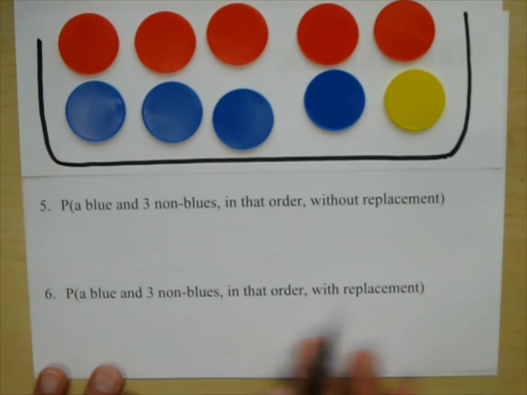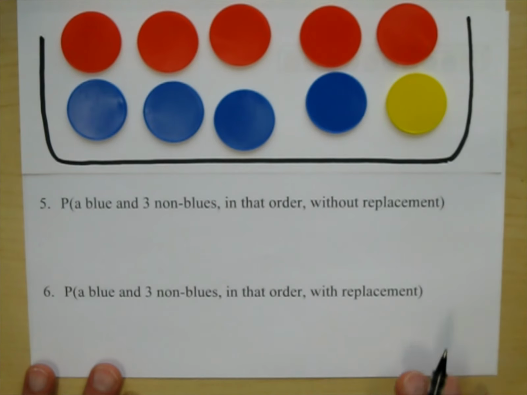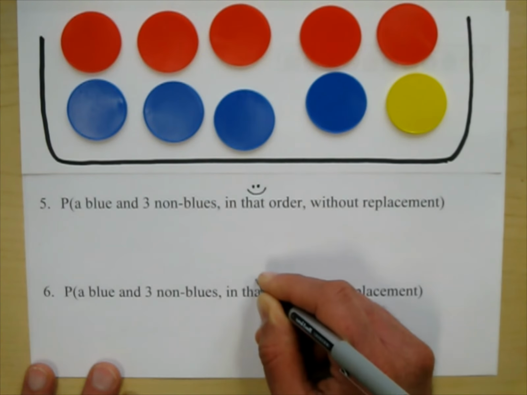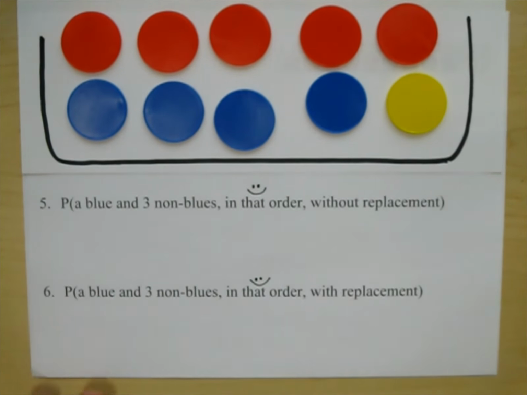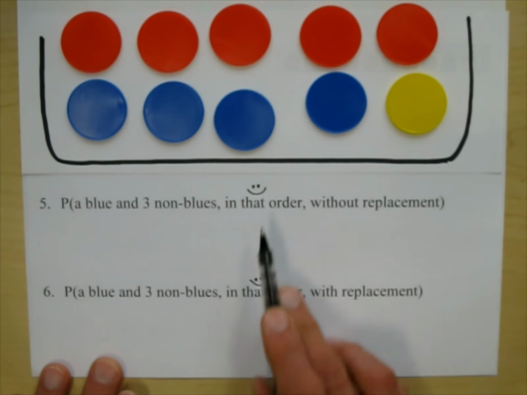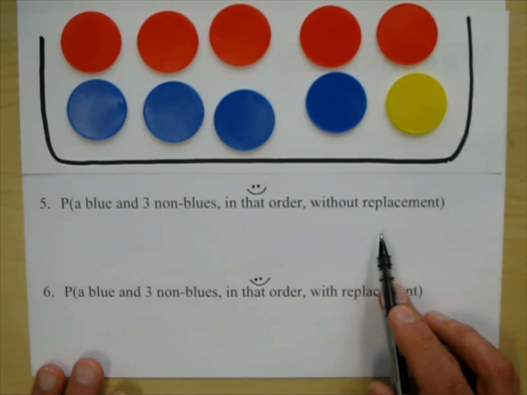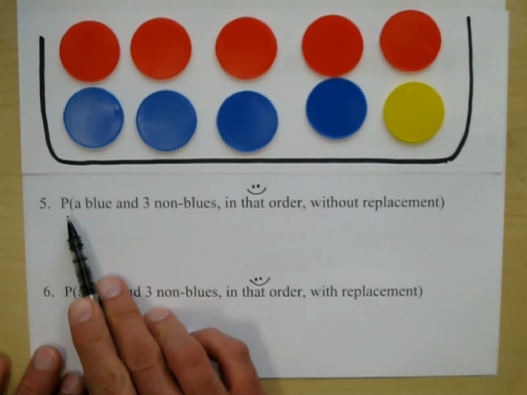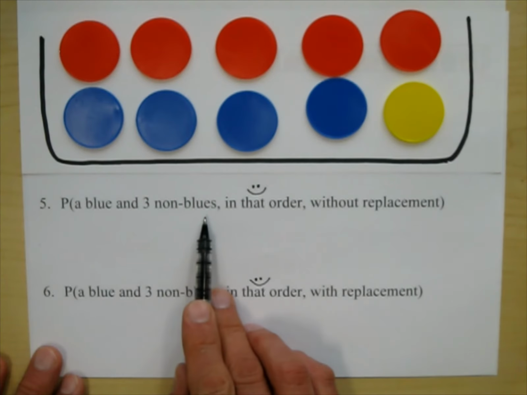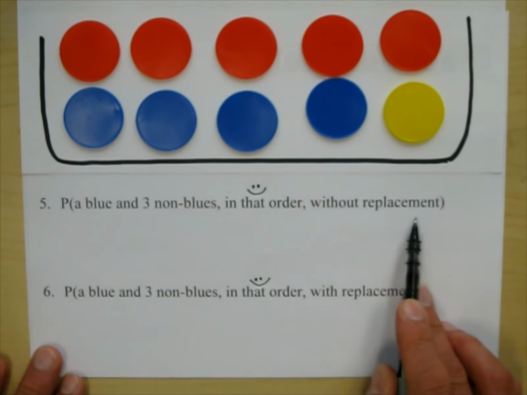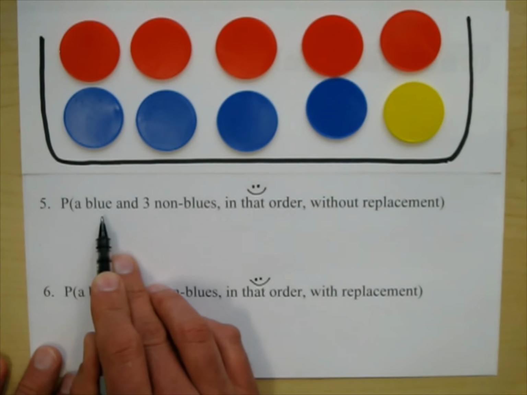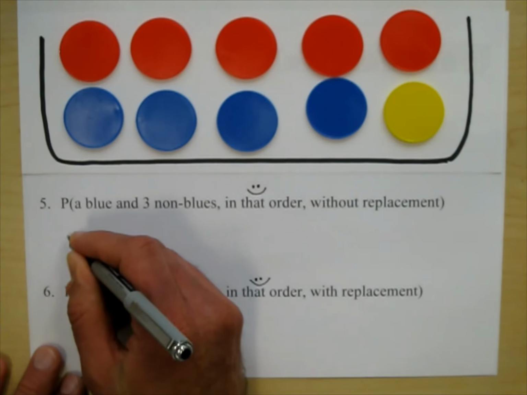Okay, you might pause the video and see if you can do these ones on your own. What you see on both of these is you see in that order, that's a happy face. In that order is a happy face. Okay, so that's a really big mouth for that face, but we're really happy that we can just multiply the probabilities together. Let's go ahead and look at the probability of getting a blue and 3 non-blues. In that order, without replacement. Okay, so let's start off our first fraction. We want to get a blue. What's the probability of getting a blue? Well, 4 out of 10.